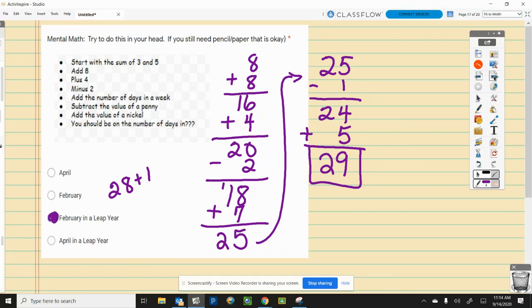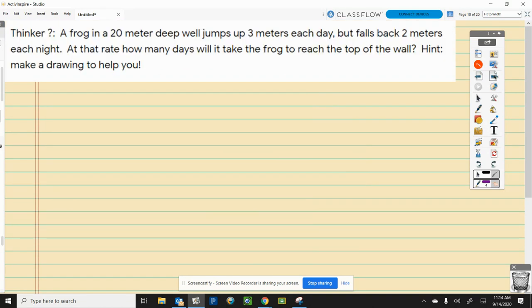Now, something else that I want you to pay attention to. See how I use this arrow to bring that 25 up? That lets me know that's all part of the same problem. So if you run out of space, draw yourself an arrow to where you picked up on your problem. Alrighty, folks, and that is the thinker question.